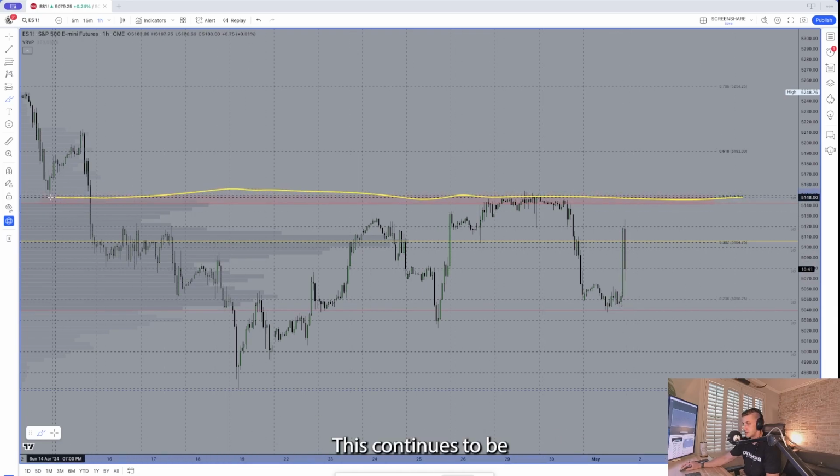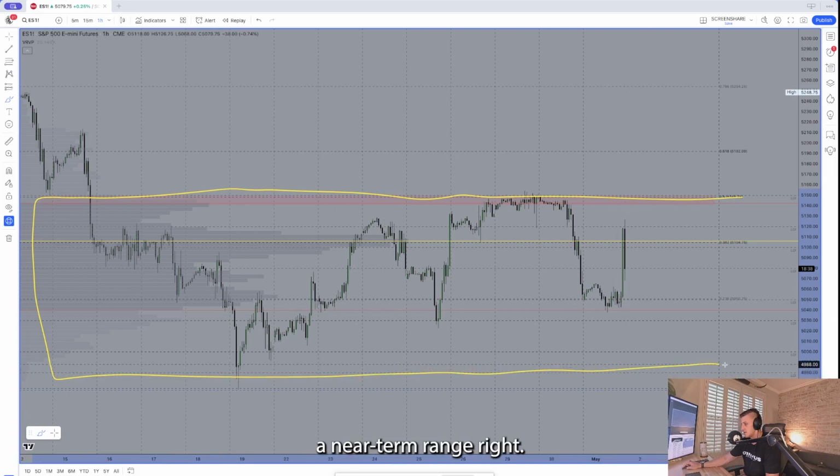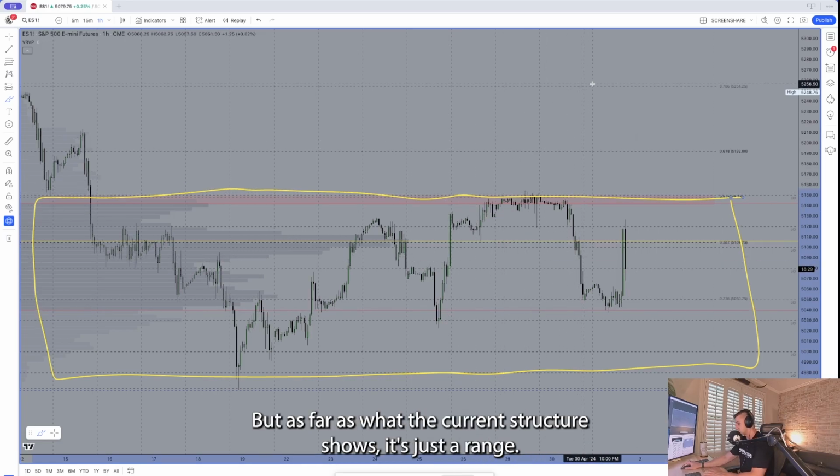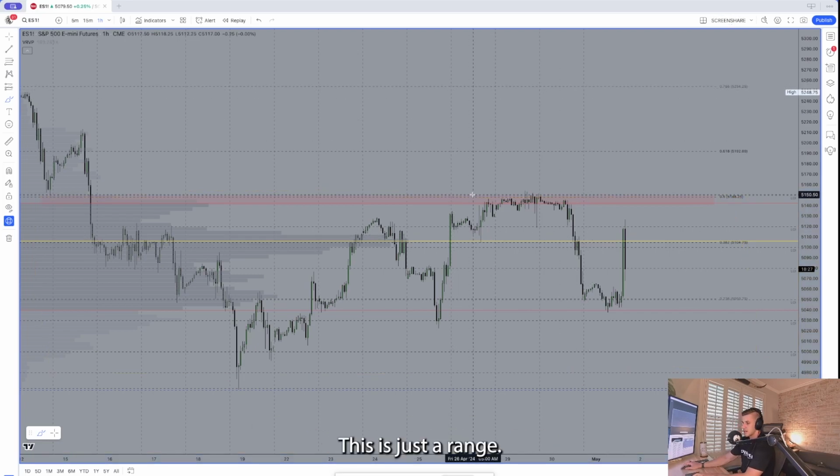This continues to be a near-term range, right? Price is just trading sideways here. We do have some days with definitely some great volatility, some big volatility, but as far as what the current structure shows, it's just a range. This is just a range.